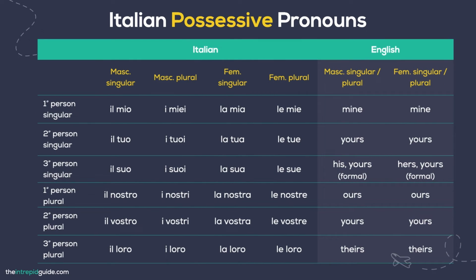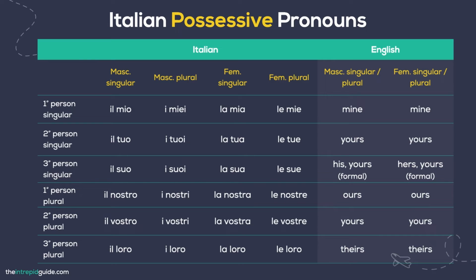Il mio. I miei. La mia. Le mie. Il tuo. I tuoi. La tua. Le tue. Il suo. I suoi. La sua. Le sue. Il nostro. I nostri. La nostra. Le nostre. Il vostro.